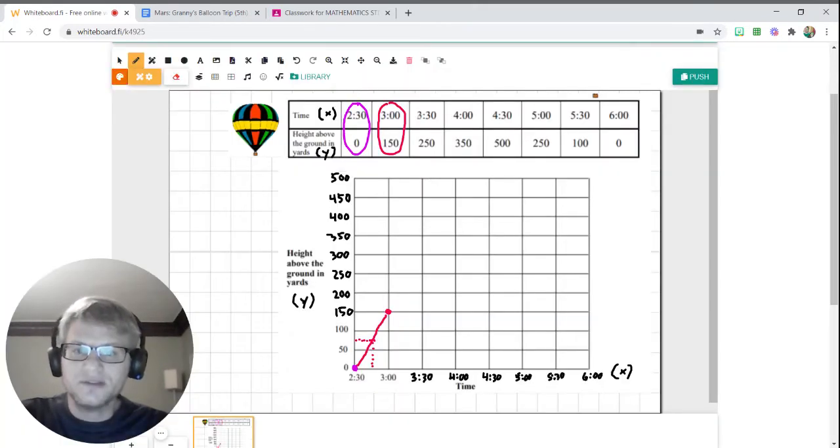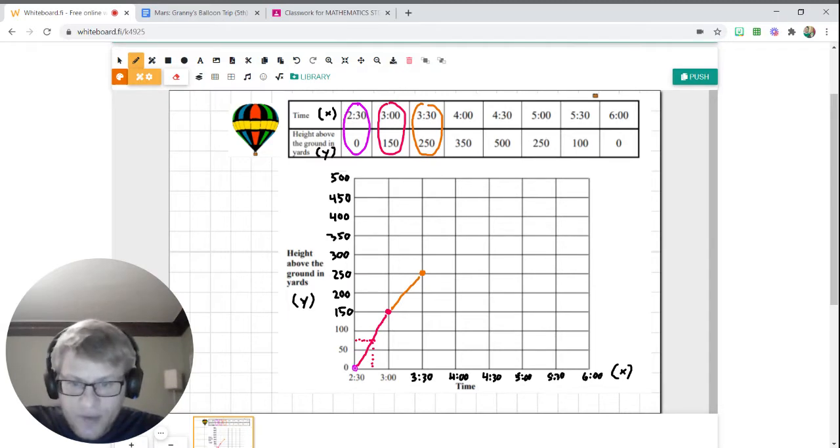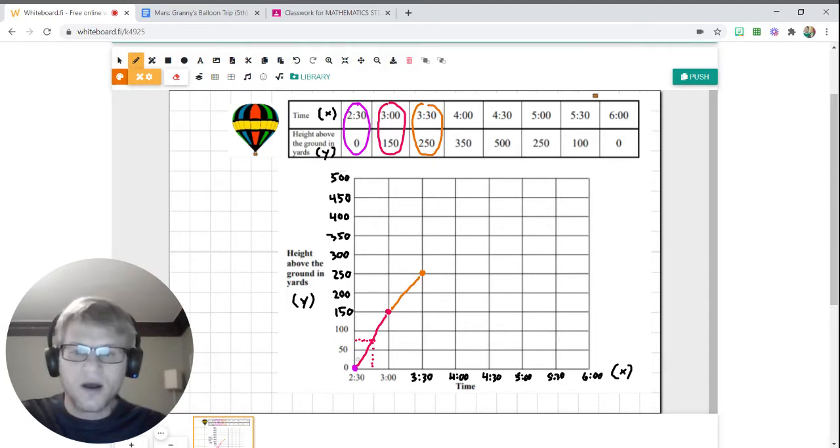Let's go to orange. We circle this and we say the next point we're going to do is 330 and 250. Oh my gosh, look at this. They're still rising, still rising. Now notice, they're not rising as fast though. They've leveled off a little bit. Do you see that? They were going steeper. In this case, they went up in a half hour, they went up 150 yards. But in this case, in a half hour, they only climbed another 100 yards up to 250, right?